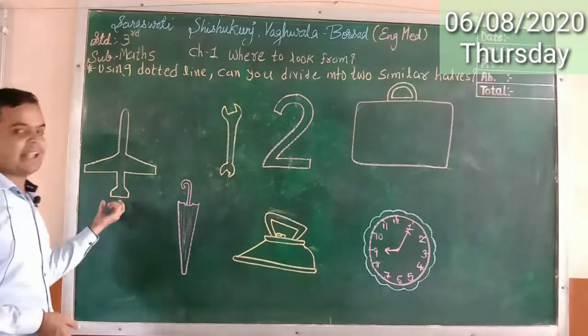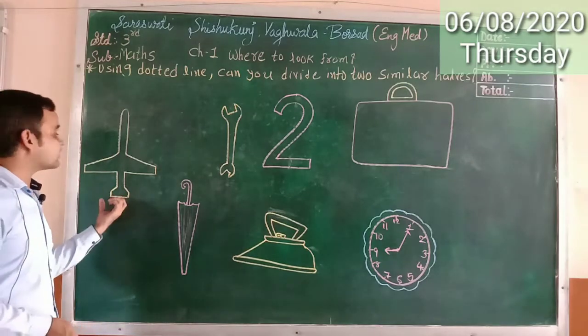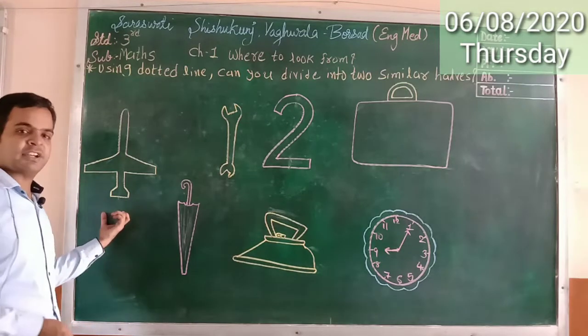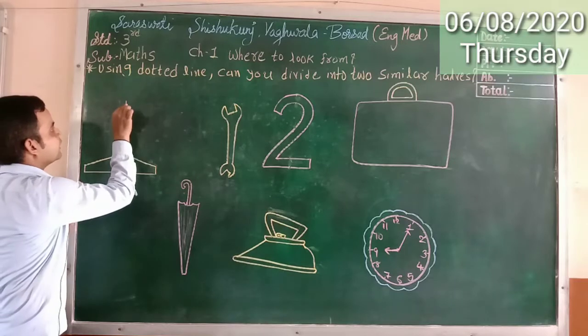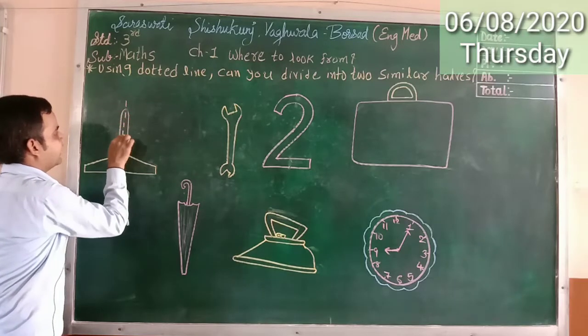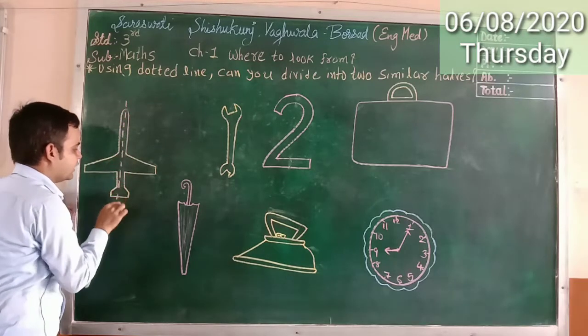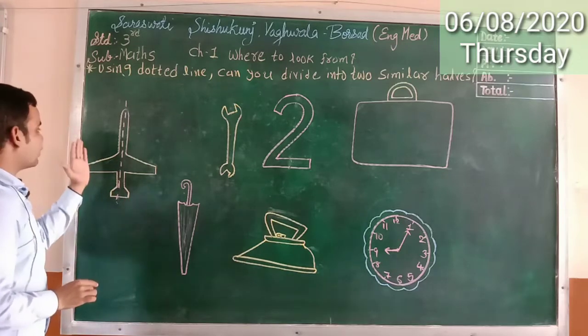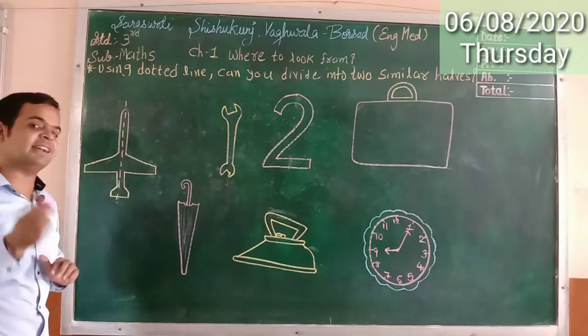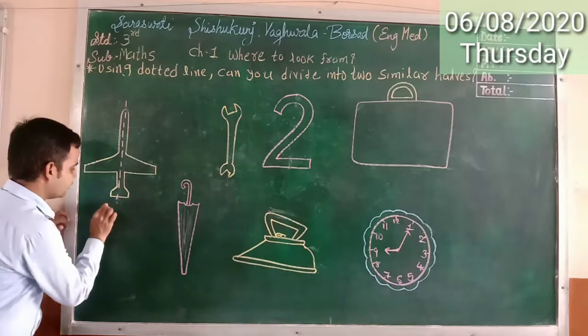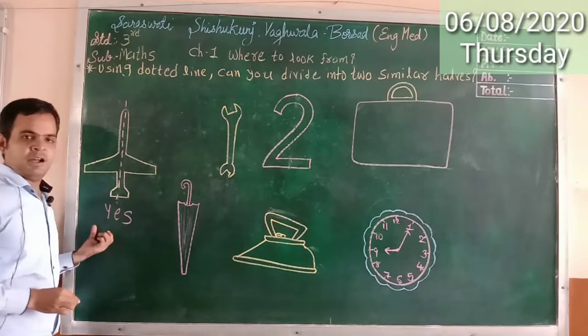Okay, now first number is aeroplane. Let's divide this figure using a dotted line. Here if I draw a dotted line, you can see the left side and right side, both sides are equal or not? Yes. So here we call that mirror halves.